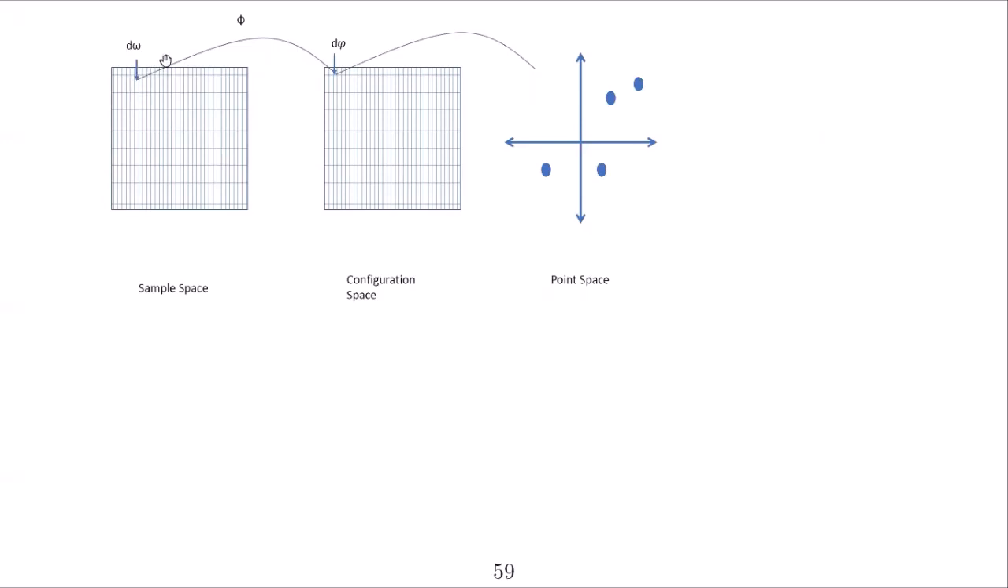The d omega is mapped to a d phi in the configuration space, which is a collection of particular configurations. So this d phi is a small subset of the configuration space, which is again made from multiple configurations, and each element of this d phi is nothing but one configuration of points in the point space.